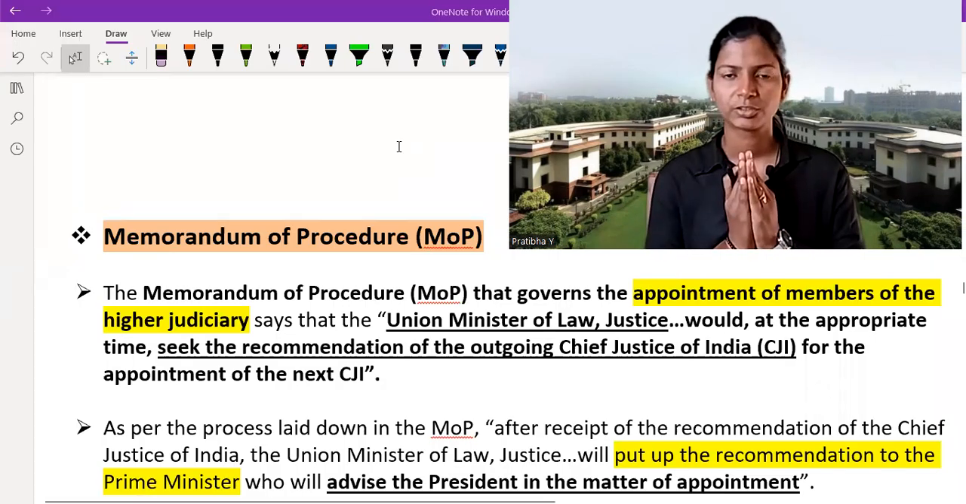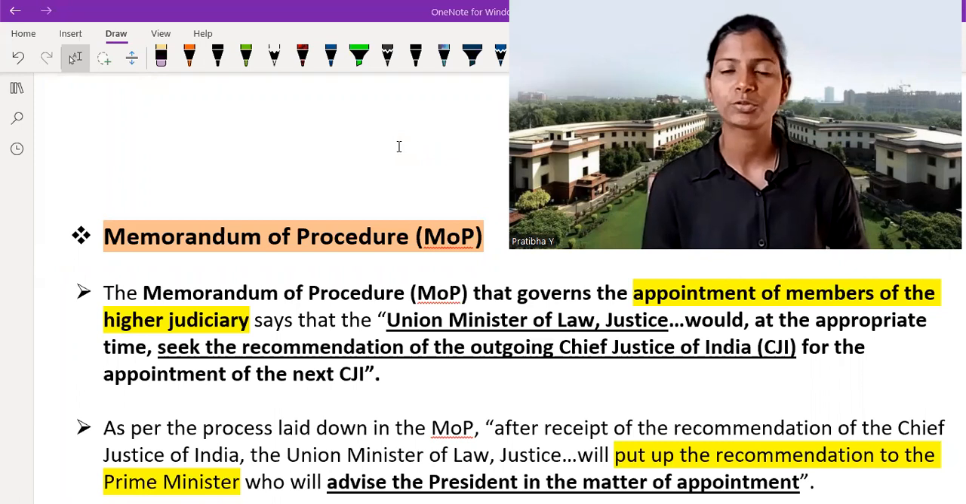Namaskaram friends. So in this video, I am going to talk about Memorandum of Procedure. What MOP is, what is its role, who frames it, what is the purpose of it.